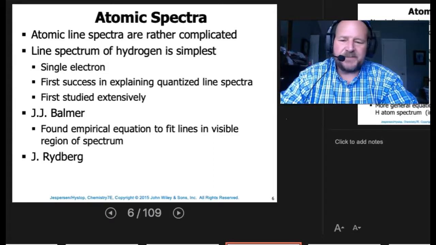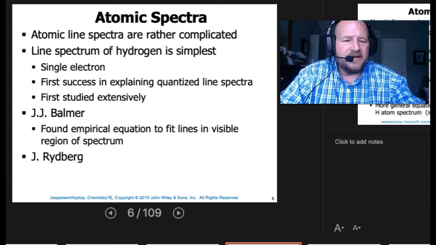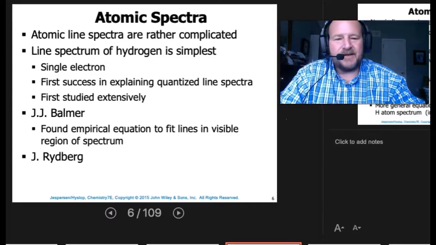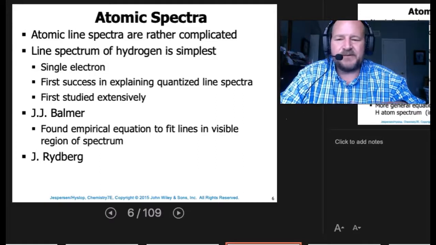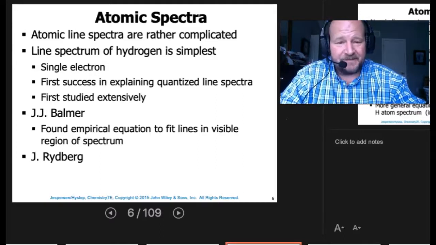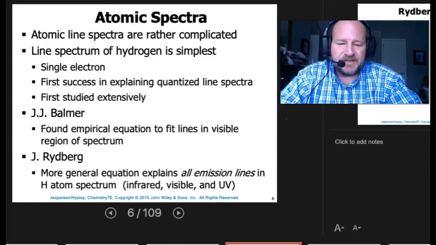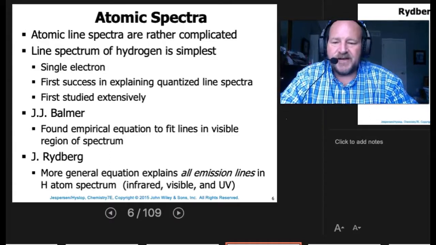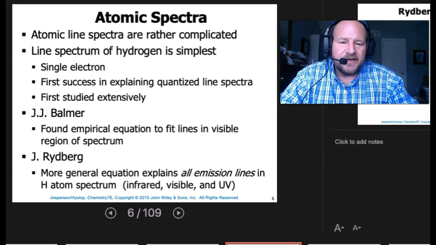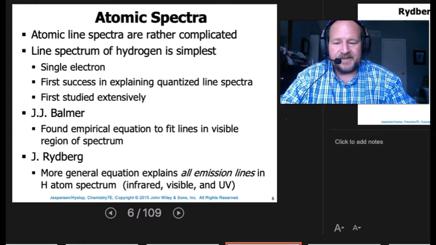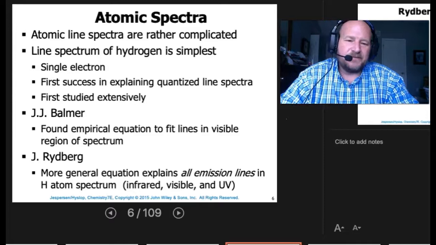And the person that follows up behind him is going to be J. Rydberg. Again, these names are probably not nearly as popular as the Einsteins. Balmer has a series named after him, but not his own constant. So a more general equation that is going to explain all the emission lines in the hydrogen atom spectrum. And again, some of these lines are going to go into light that we can't see, like the infrared and the UV.